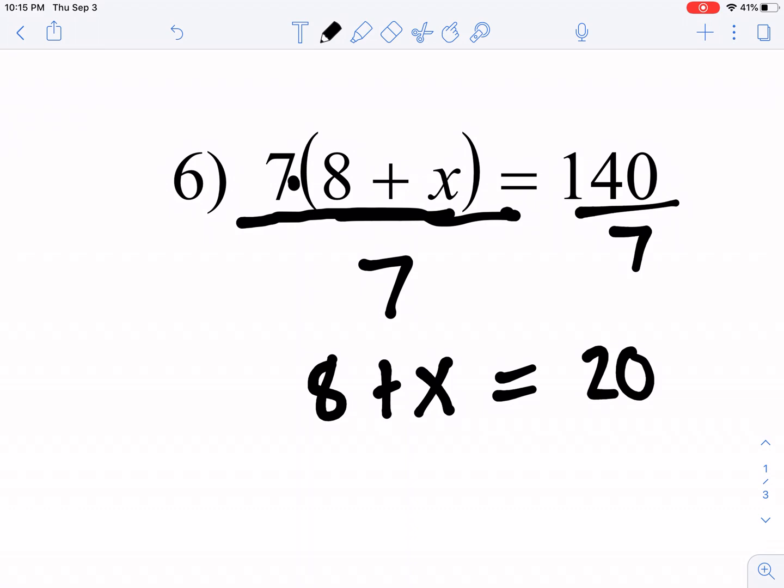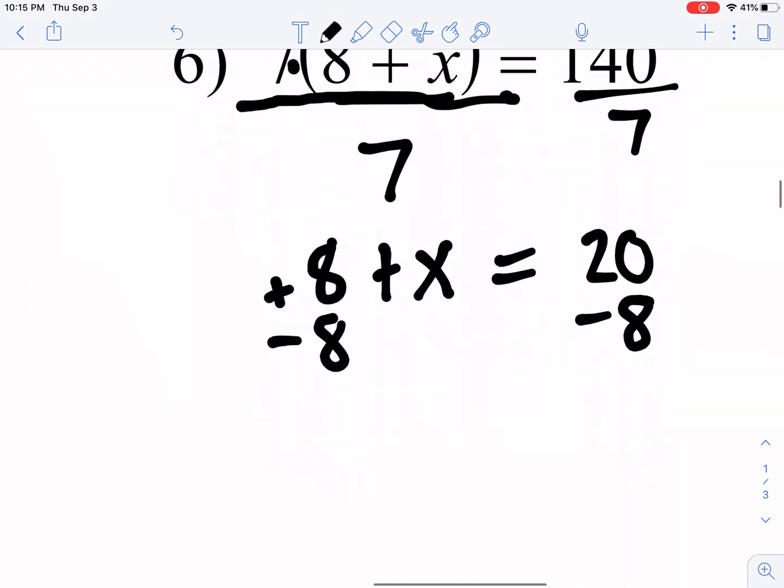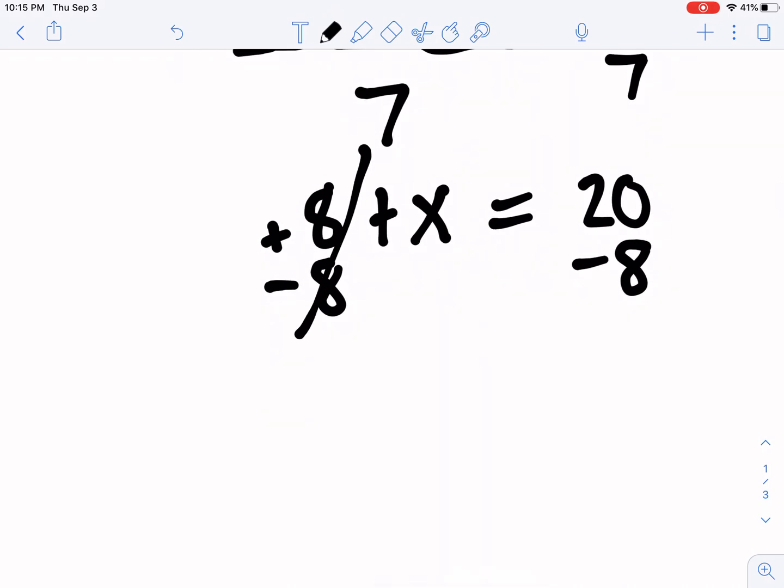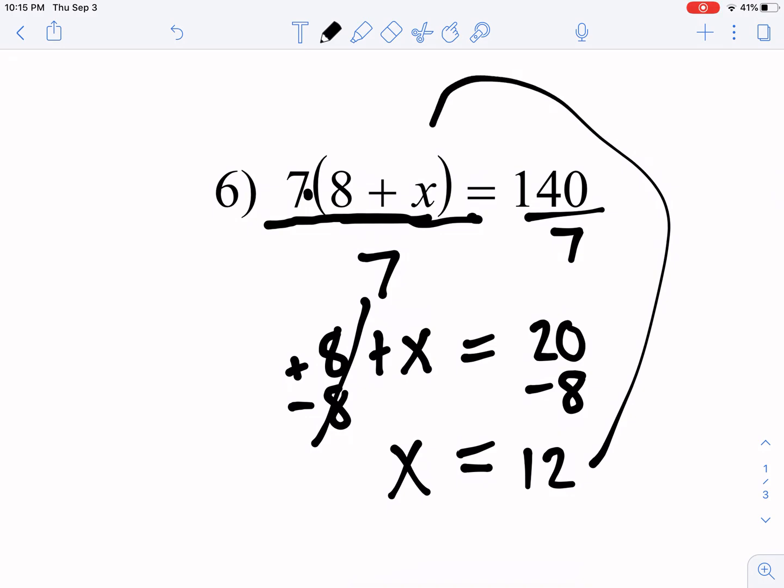Well, now I'm in my one-step equation again. I need to get 8 to the other side. Notice this is a positive 8. I know we don't have a plus in front of it, but it's a positive 8. So if I want to move it to the other side, the opposite would be to subtract 8. So I need to subtract 8 to the other side. My inverses cancel, and I'm left with x is equal to 20 minus 8 is 12. So then plugging it back in and checking here, if I plug in 12, okay, what's 8 plus 12? 20. 20 times 7? 140. Okay, so x equals 12 is my answer.